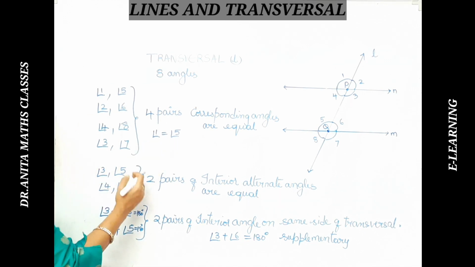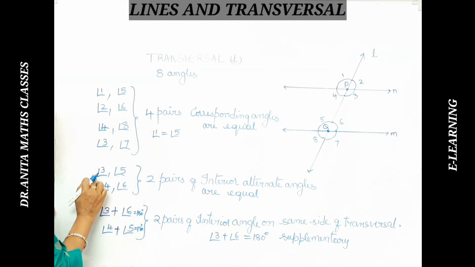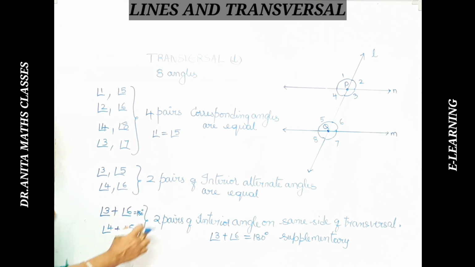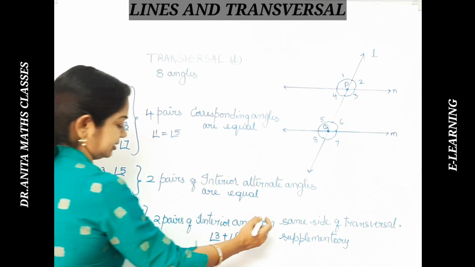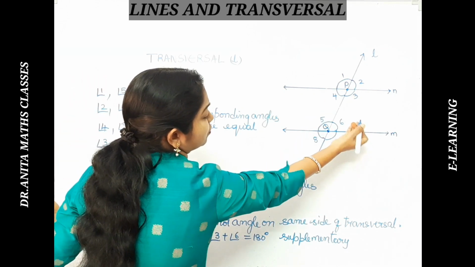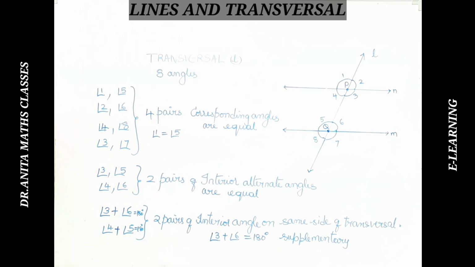And the same thing, two pairs of interior alternate angles are equal. That means angle 3 equal to angle 5, and angle 4 equal to angle 6. Whereas two pairs of interior angles on one side, that means on the same side of the transversal, are always supplementary. So their sum is equal to 180 degrees. So this is about the transversal and the angles here. Now let us do one solved problem.